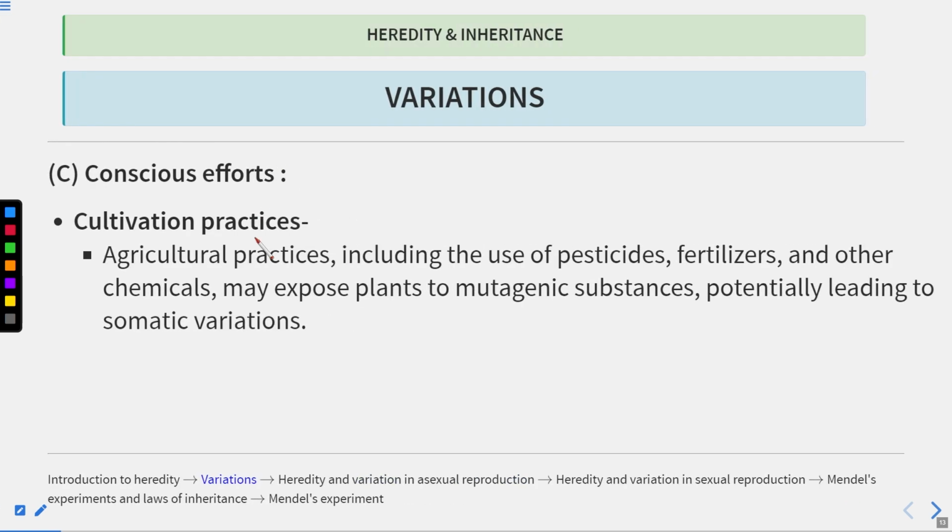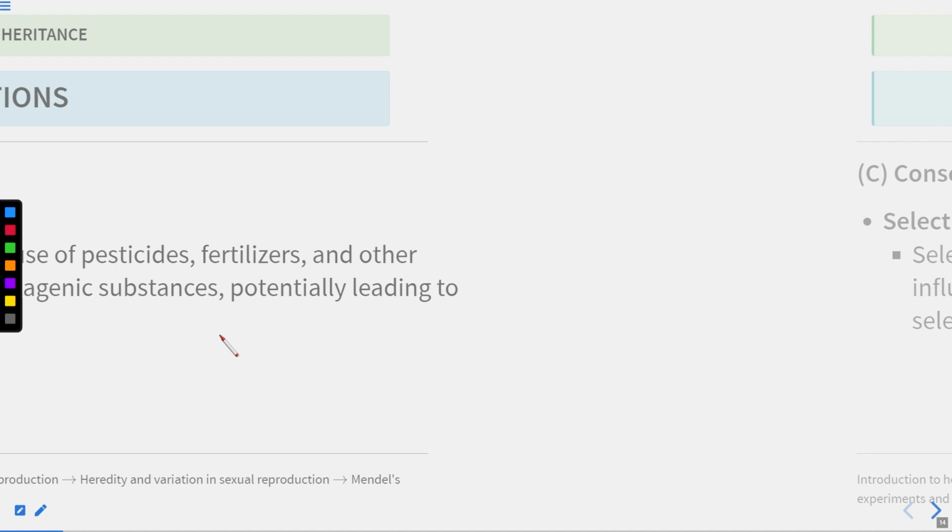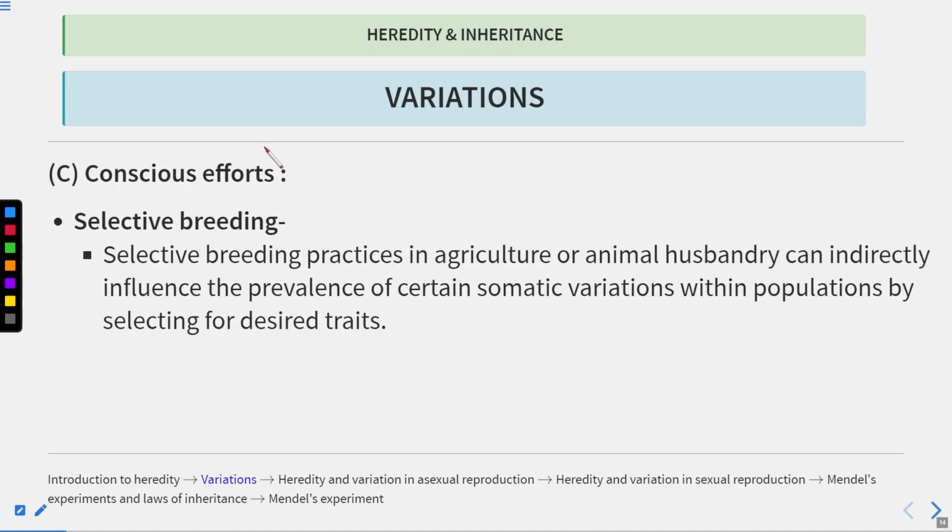Now, next is the cultivation practices. If we talk about plants, the agriculture practices, including the use of pesticides, fertilizers, and other chemicals, may expose plants to mutagenic substances, potentially leading to somatic variations. Clear?